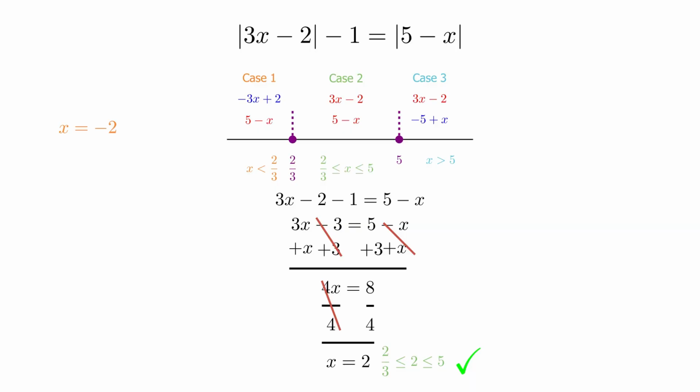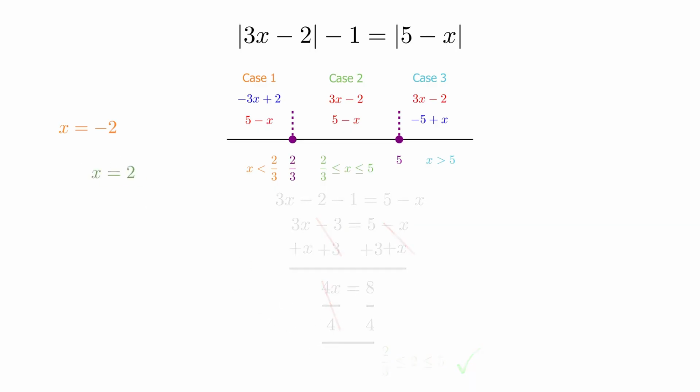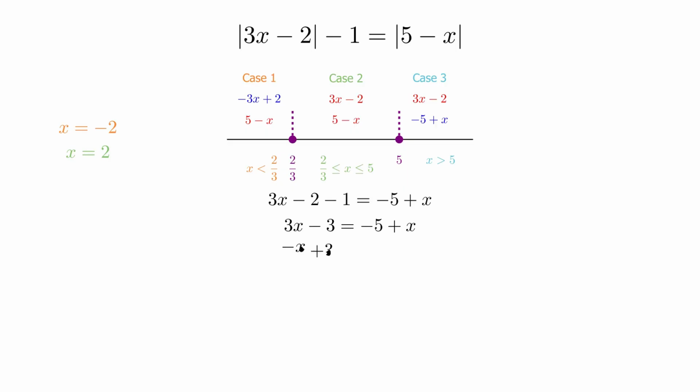And then lastly, for case 3, we are going to substitute our absolute values with 3x minus 2 and negative 5 plus x. So that'll give us 3x minus 2 minus 1 equal to negative 5 plus x. We can do negative 2 minus 1 once again. That'll give us 3x minus 3 equal to negative 5 plus x. And then we'll do a little flipperoo. We're going to add 3 on both sides, subtract x on both sides, and then that will leave us with 2x equal to negative 2. And then we're going to divide by 2 on both sides.